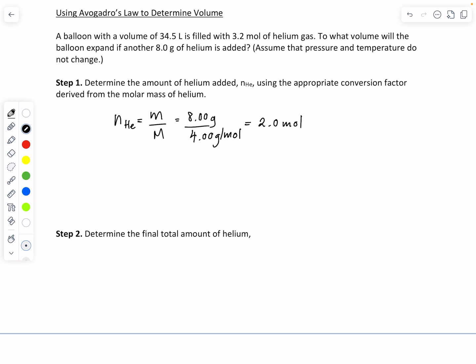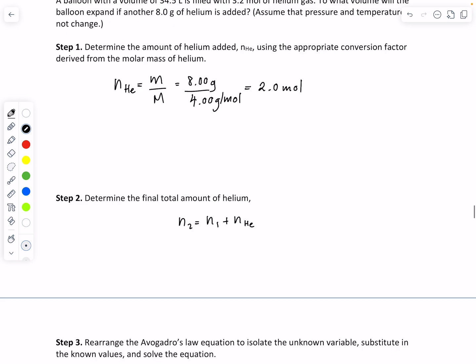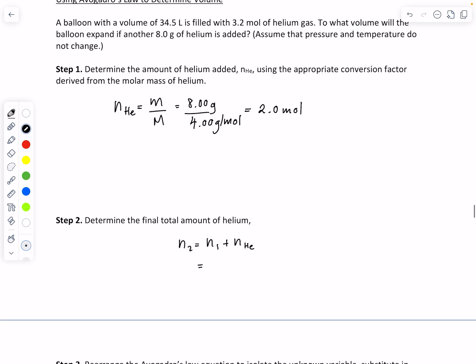Step 2. Determine the final total amount of helium. The final total amount is equal to the initial amount plus the number of moles of helium added. That's 3.2 moles plus 2.0 moles. So the final amount is 5.2 moles.